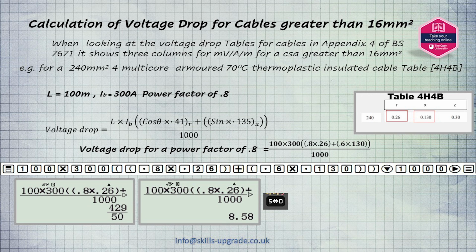When the power factor is known, columns R and X are used in the formula. Cosine is equal to the power factor, which is 0.8. Sine can be calculated as previously described, or can be taken from the accompanying table.